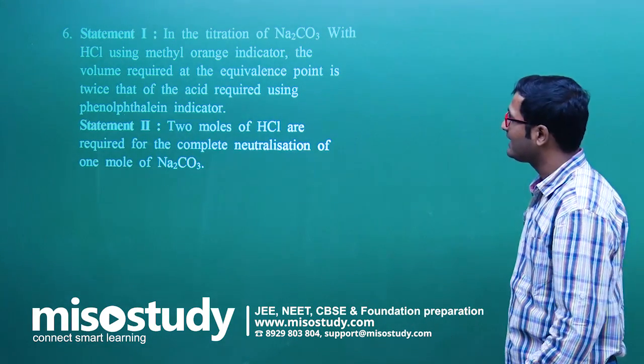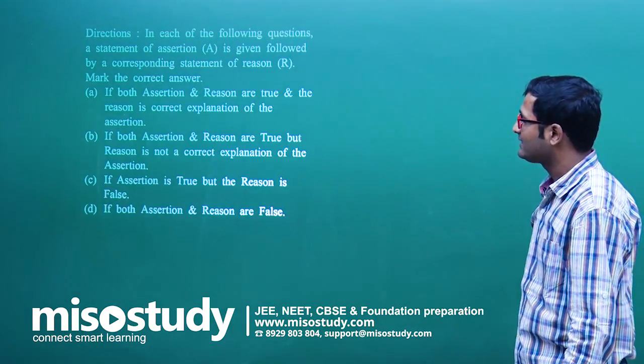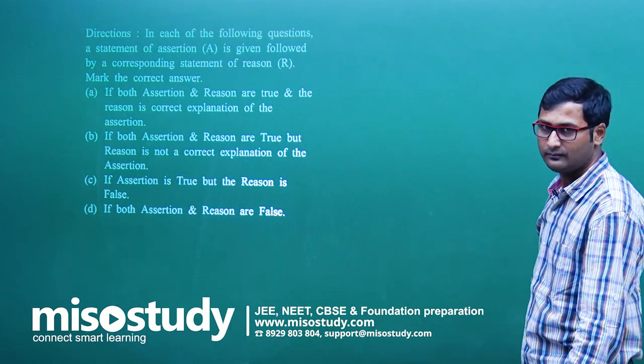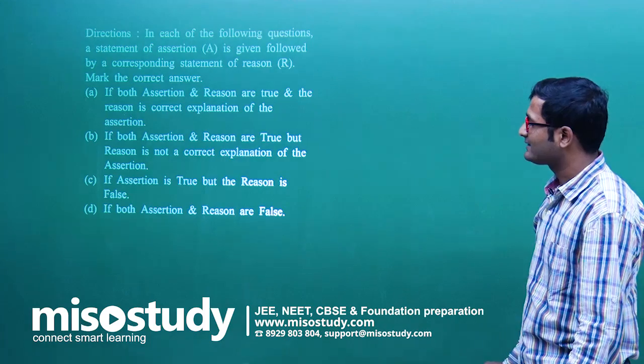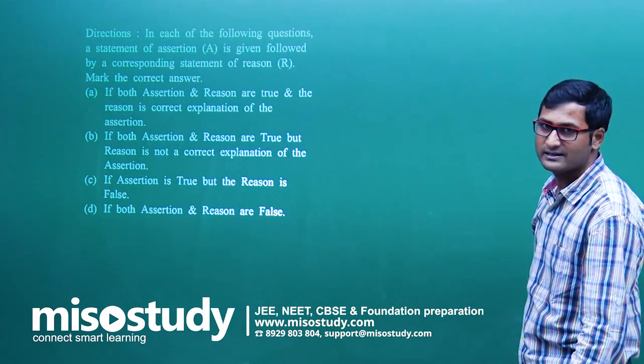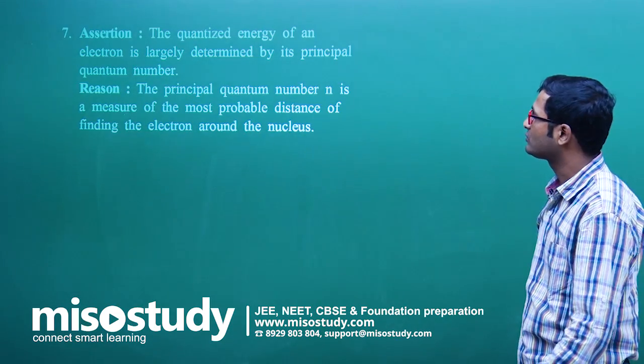So we can say here that the assertion is somewhat true but the reason is false. Again I am repeating, the assertion is true but the reason is false here. So better to put C as the correct option. Now let's move to the next one.